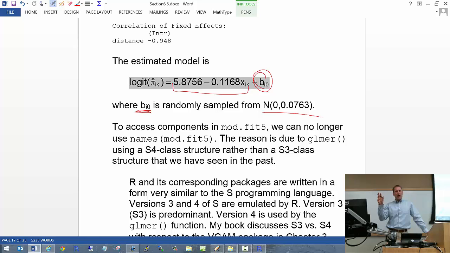Well, what do I mean by that? Remember, R is written in a way that emulates the S programming language. There have been four versions of the S language. Version 3 is the most predominantly emulated in R. Version 4 of S came out in about the year 2000, and it's emulated by some packages in R. This package uses S version 4, sometimes.